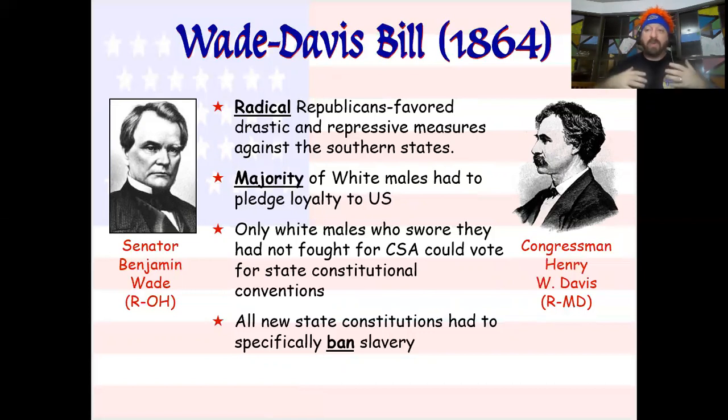They also believed that only white males who swore they had not fought for the Confederate States of America, or CSA, could vote for the new state constitutional conventions, and that all new state constitutions had to specifically ban slavery. Not a lot of these things are really good, and I think that had Lincoln lived, they would have ended up somewhere in the middle. This is just my opinion on how things normally would have worked with Lincoln.